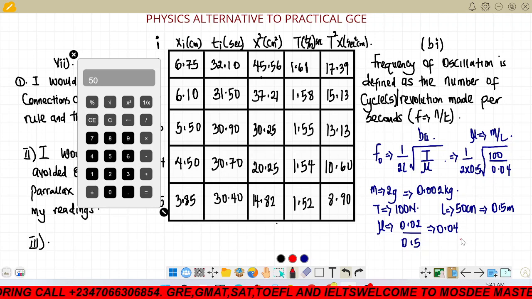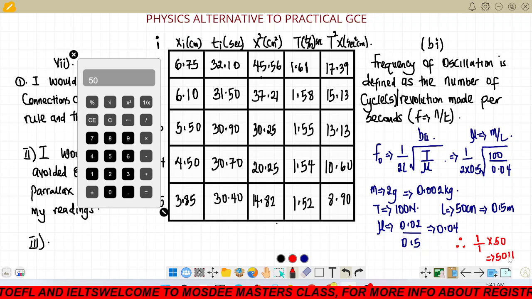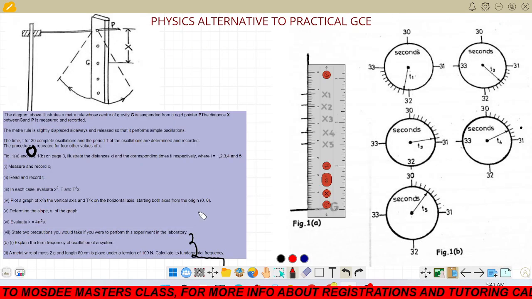Final answer: the frequency is equal to 1 over 1, so this times this is 1. Let me show you. Then multiply by everything here after I've taken the square root, which was 50. So my final answer for the frequency is 50, and it will be in Hz. So I have answered all the questions provided in this alternative to GC, whatever you call it.